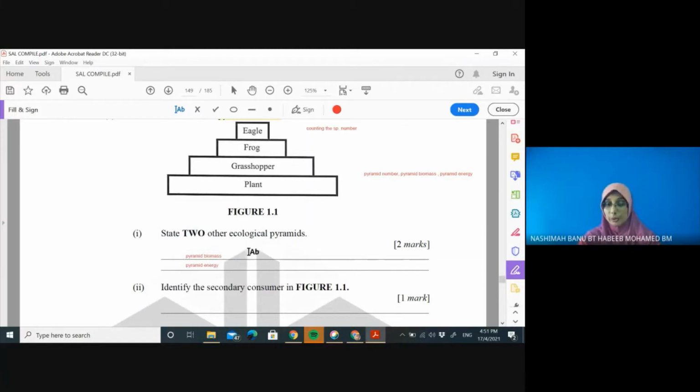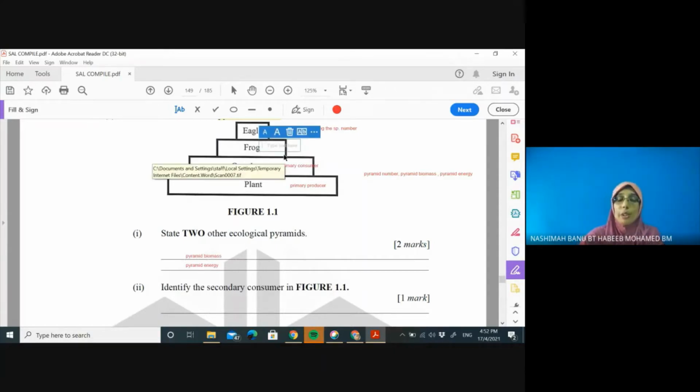It's easy, because it's straightforward. Next, let's have a look. Identify the secondary consumer. You have to go back and look at your food pyramid. What is the role of the plant? The plant is considered as primary producer. Why primary producer? Because they are able to capture the sunlight and convert it into glucose. Your grasshopper will be considered as primary consumer.